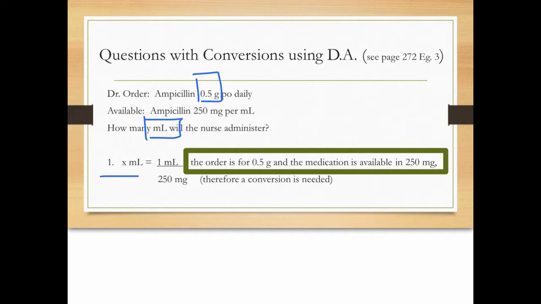Our first step is to set up our equation. We know that we're looking for milliliters, so we'll start with X milliliter. Then we'll begin with our equal sign and setting up our first fraction. We know that in each milliliter, and we'll keep that on the top, there is 250 milligrams. So that will be our first fraction.